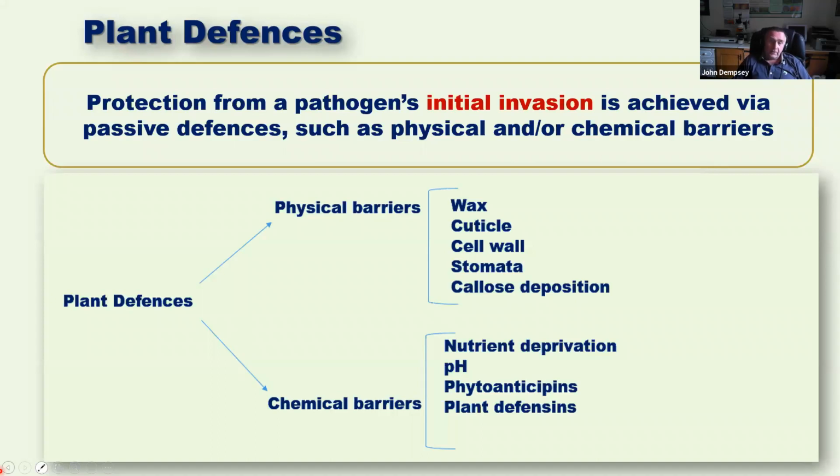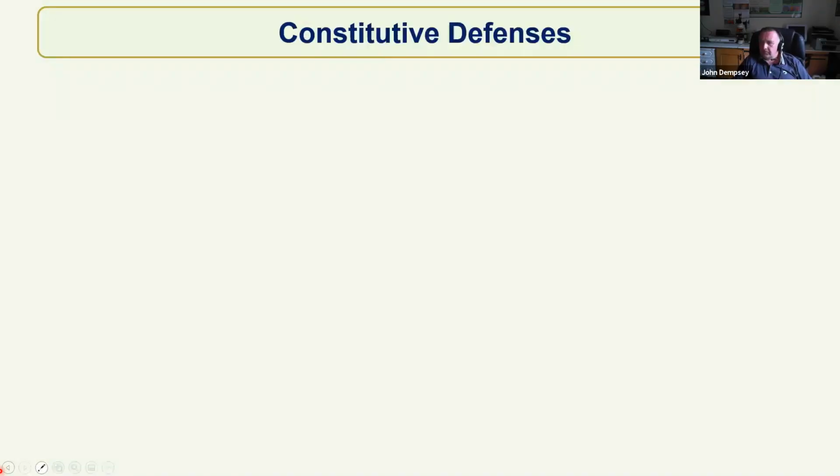Stomata, the size and shape, can affect that. Various other structures are formed like callus. You have chemical barriers as well.